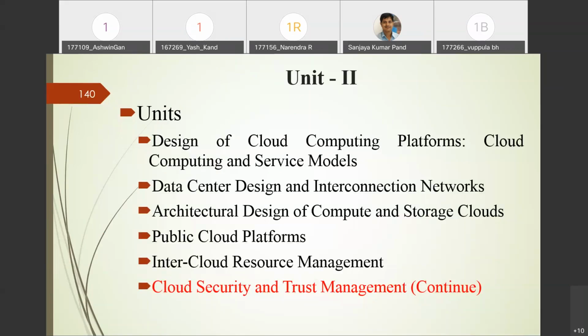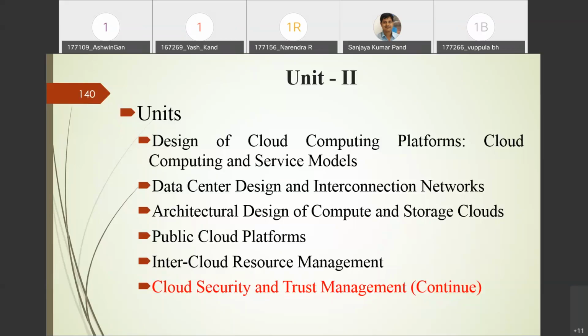published reputation systems by reputed universities. So if anybody is interested in this reputation system and wants to know more about it, then you can go through these papers. Before that, the part we will cover today is the security aspects and trust part. Then we'll go to the reputation system.